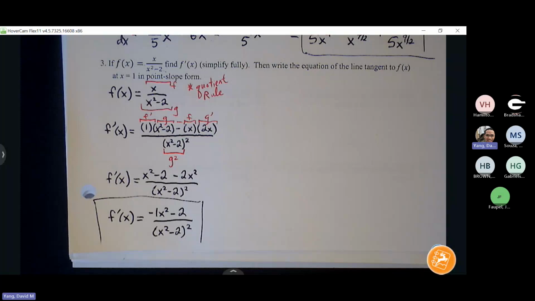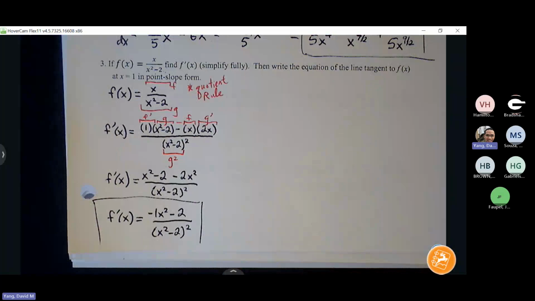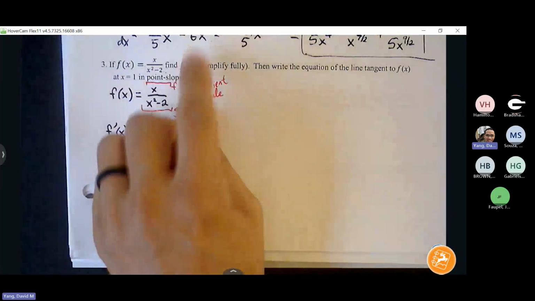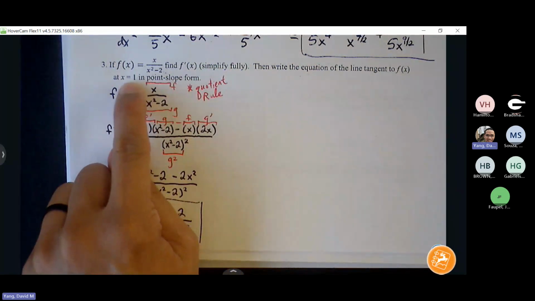Any questions so far? So we're asked to find the equation of the tangent line. That means there are a couple of things we need to gather. We need to gather the ordered pair. We need to gather the slope, and then point-slope form. We don't have the full ordered pair or the slope, but we do have something that we can start using.